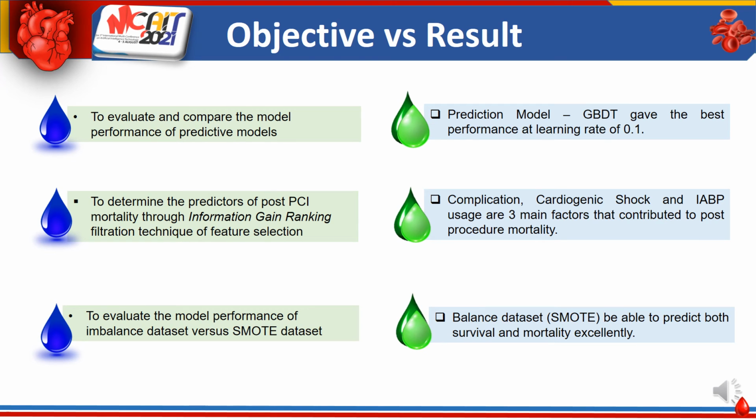Key findings. Of the prediction models, gradient boosted gave the best performance at learning rate of 0.1. Complications, cardiogenic shock and IABP usage are three main factors that contributed to post-procedure mortality. The balanced dataset with SMOTE was able to predict both survival and mortality excellently.